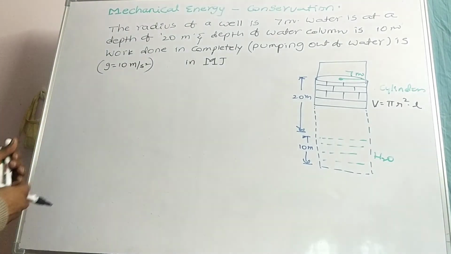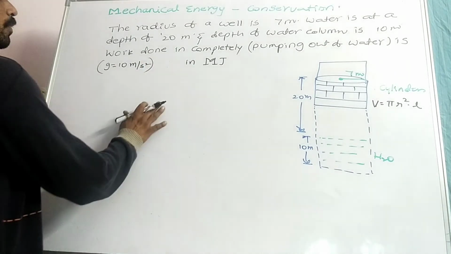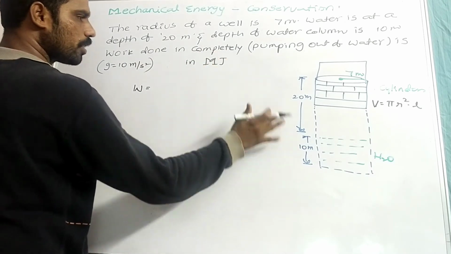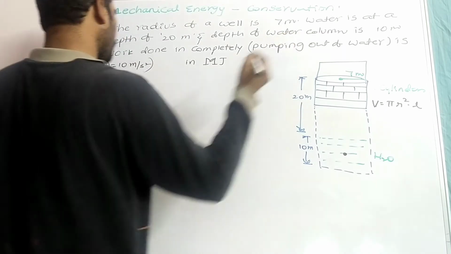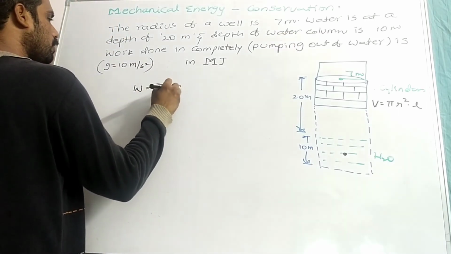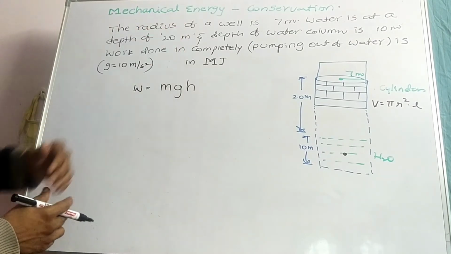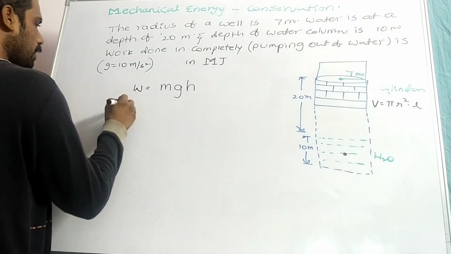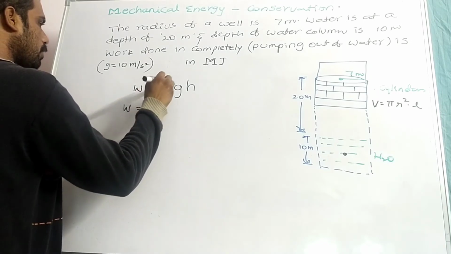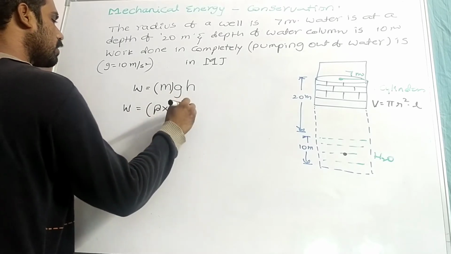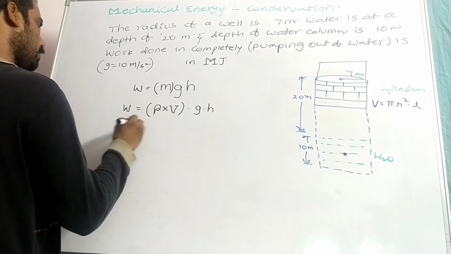So the radius of the well, of course, r is given, as well as the length, which is nothing but the height. Now, work done to bring water out is in the form of potential energy. We have to lift the water up, so we have to take m into g into height. But we are not provided with the mass. For that, mass can be written as density into volume. Work done W is equal to density into volume of the water into g into h.